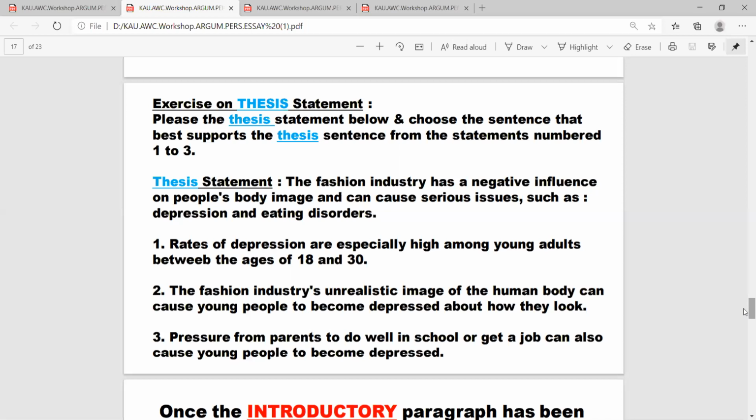Pressure from parents to do well in school or get a job can also cause young people to become depressed. Okay. Again, number 1 and number 3 talk about depression. That's only one word in the thesis statement. It doesn't encompass the very essence or main point of the thesis statement.